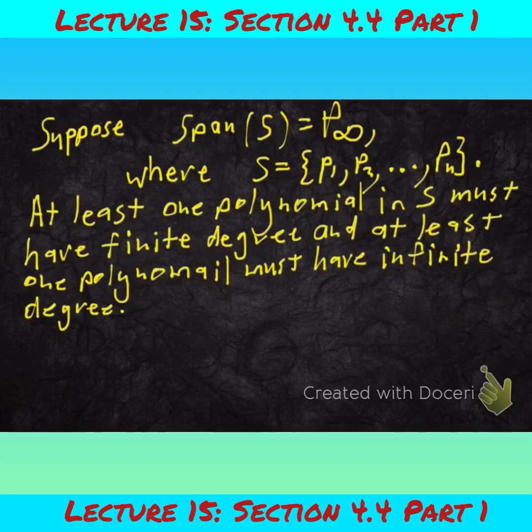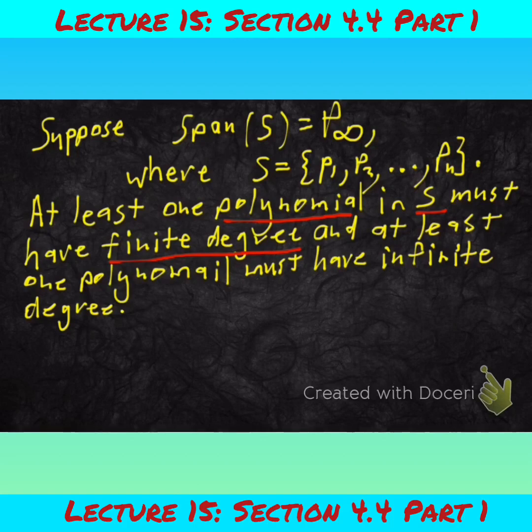All right, so let's write that down. At least one polynomial in S must have finite degree, because if all of them have infinite degree, you cannot write a polynomial of finite degree as a linear combination of polynomials of infinite degree.